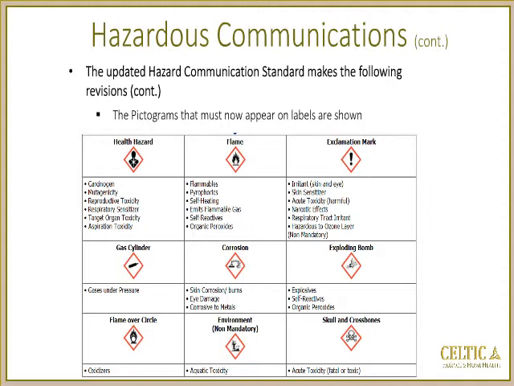The middle one on the bottom row is the environment, and that one's the non-mandatory one, and that's for aquatic toxicity. And the last one in the third row is the skull and crossbones, and that's for any chemical with acute toxicity, fatal or toxic.